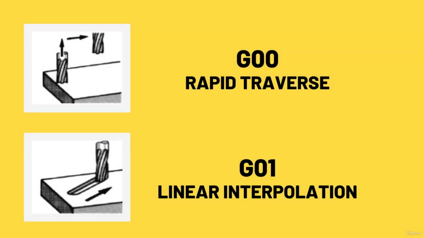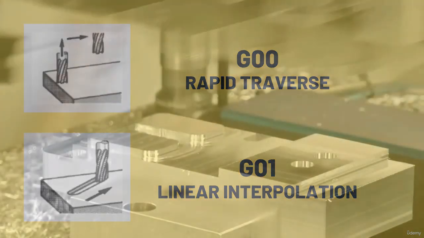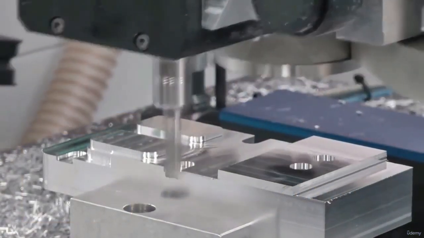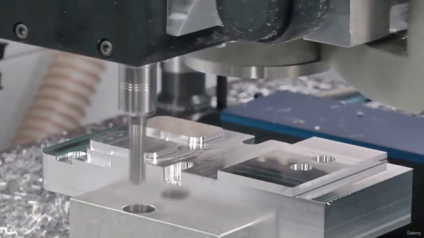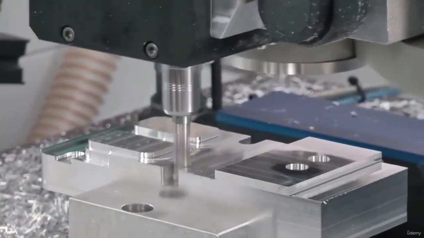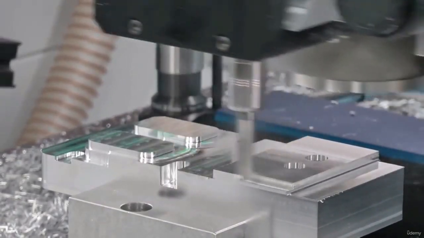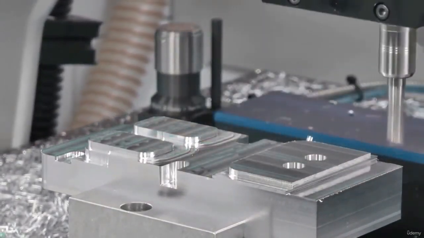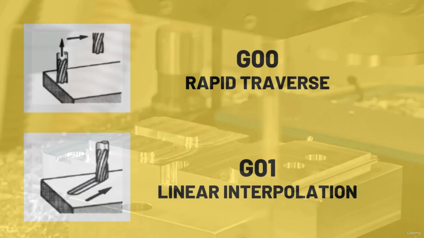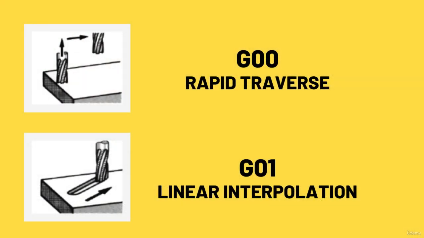A G00 code rapidly positions the cutting tool while it is above the workpiece from one point to another point on a job. This is what we call, in terms of CNC machines, rapid traverse movement. The G01, G02, and G03 codes move the axis at a controlled feed rate.